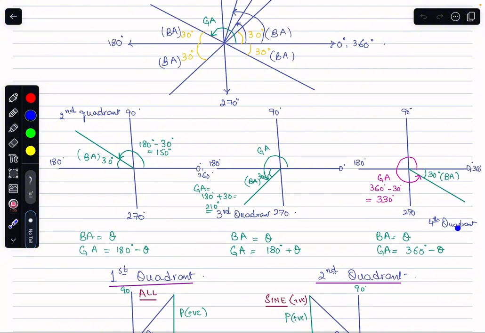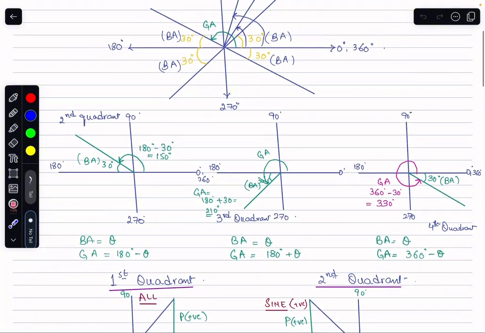So in the fourth quadrant, what we can see is that if the basic angle here is any value theta, then the general angle shall be 360 degrees minus the theta value here. So this is how we can get the general angle values in the second quadrant, the third quadrant, and then the fourth quadrant here. Now let's consider the signs of the three trigonometric ratios in the first, second, third, and fourth quadrant. So let's move on.